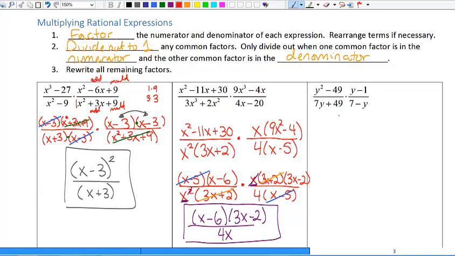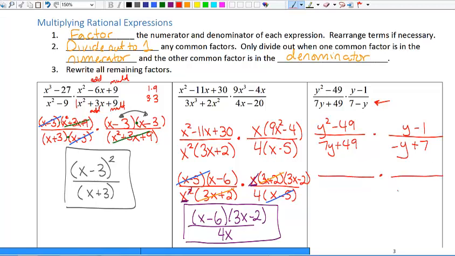On my next problem, I have this second denominator is in the wrong order. So the first thing I want to do is rewrite the 7 minus y in the correct order, having all the variables in the front and the numbers in the back. So that gets me negative y plus 7. And on the negative y plus 7, I can factor out a negative 1. And now that denominator in the second fraction is completely factored.